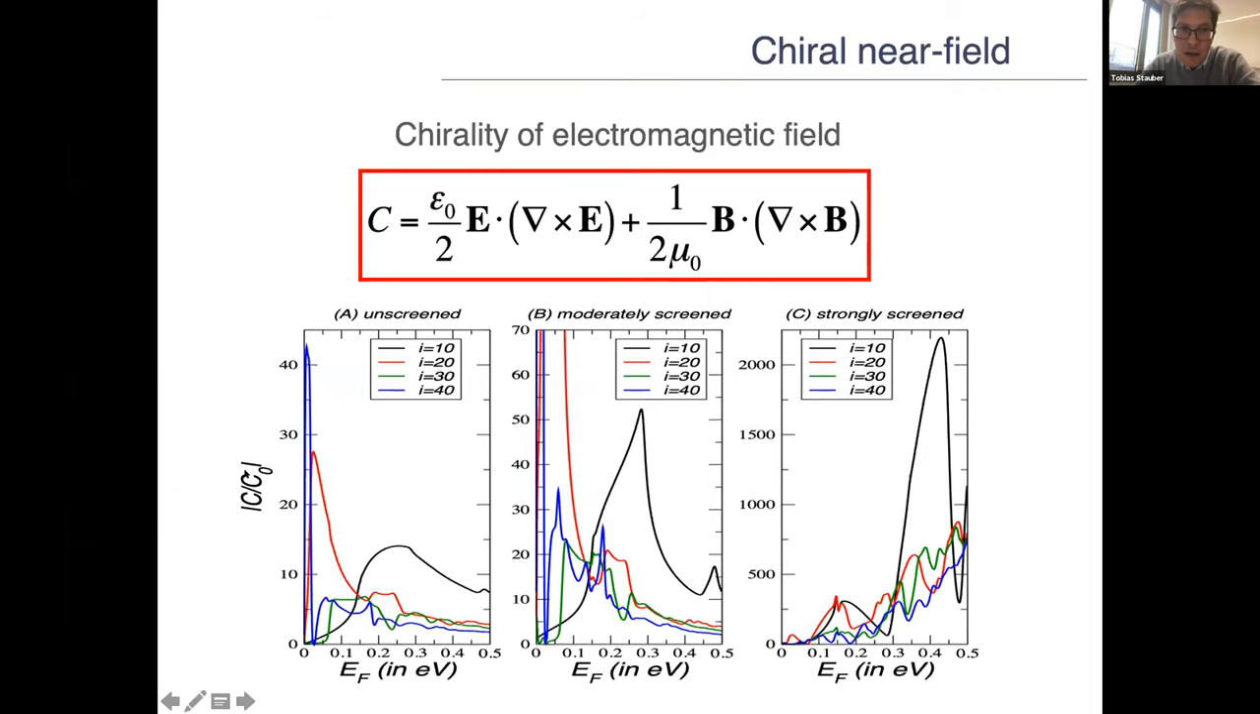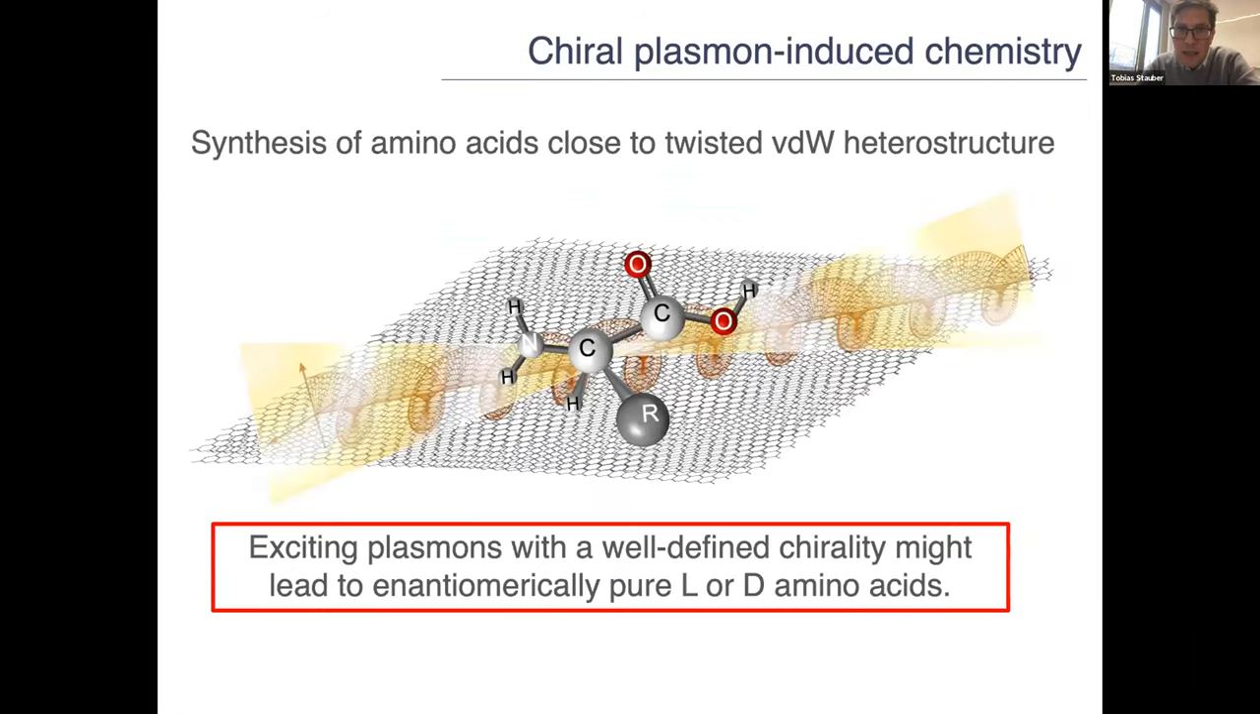And if you compare the near field to the far field, you see that for unscreened plasmons, it is largely enhanced, but if you put now a metallic gate close to it, it can even go up to 100 or even up to 1000 or 2000. And this is a nice prospect. So we kind of envision now the possibility of creating a new platform to induce new chemistry that can maybe induce new reactions and new chiral molecules which are actually not formed in natural conditions. So this is kind of the idea that we propose.